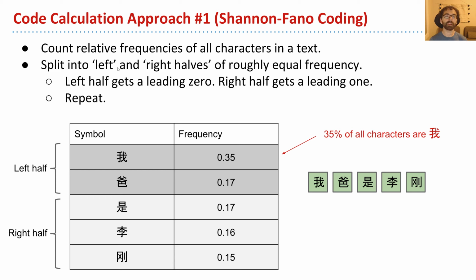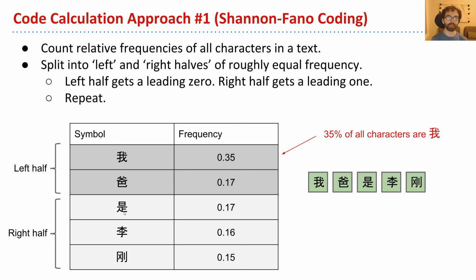But let's say we want to count the relative frequencies of all characters in a text. Here we see that 35% of them are this character, 17% are this character, 17% are this character, 16% are this, and 15% are this character. Okay? So you literally just count the occurrences of them. This is not a very realistic text because there are only 5 possible characters, but let's just use it as an example.